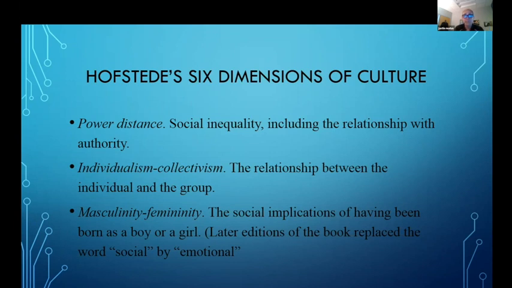democracy, socialism, everything in between. Masculinity, femininity, that's been, I don't want to say evolved into more politically correct language, but the definition is, I think, more contemporary. And that is to say, in a particular country, in that culture, does it matter if you're born male or female? And all these concepts are measured on a scale of 1 to 100.